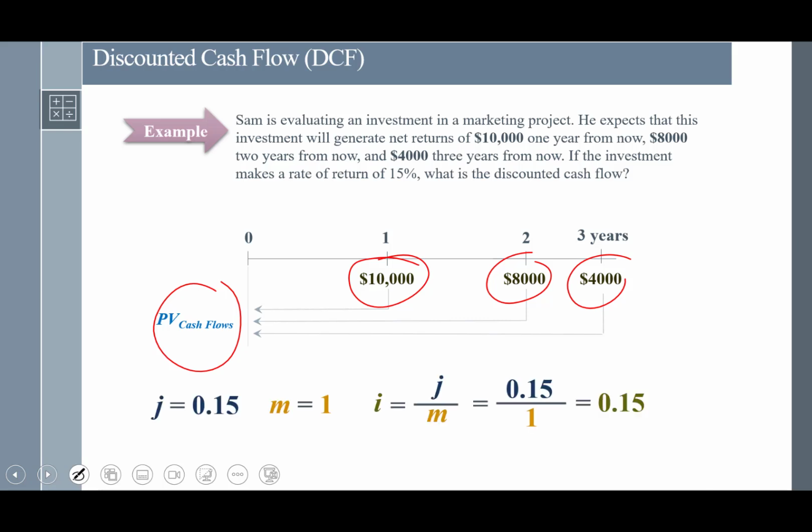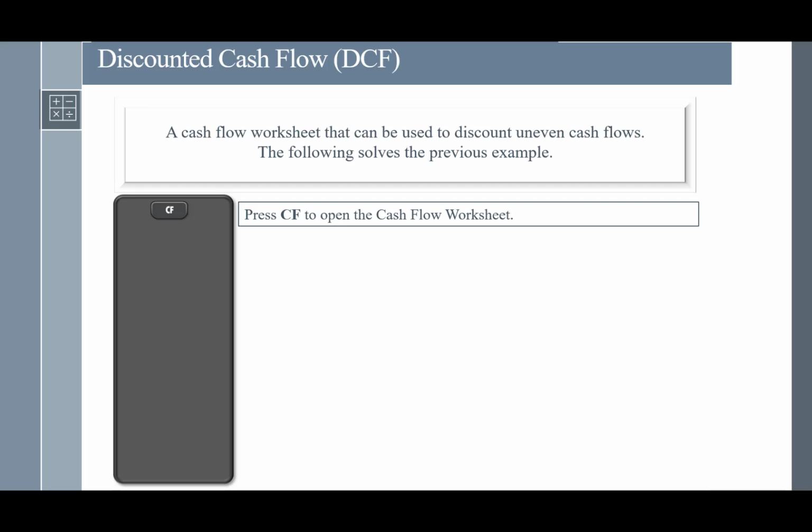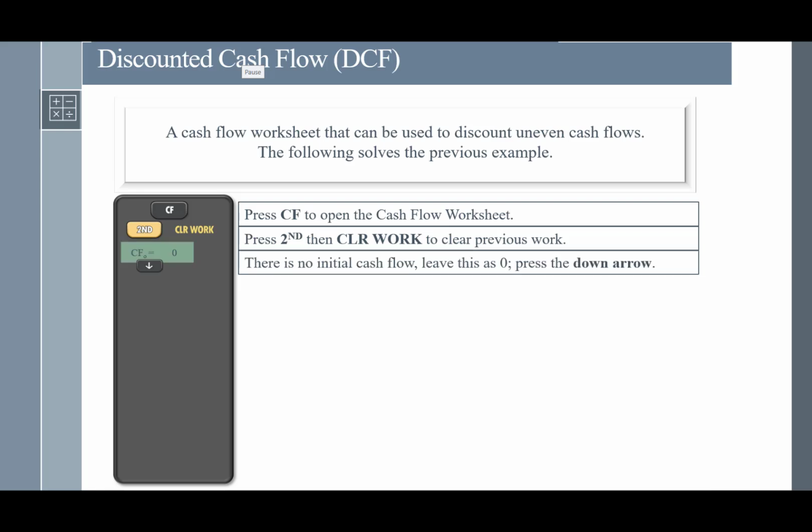Okay, so how are we going to find all of this? Well, we have a discounted cash flow worksheet on the calculator. So how do we access it? We have to press the CF button to open the cash flow worksheet. Of course, we're going to clear the worksheet to make sure there's nothing in the discounted cash flow, and this is very important because let's assume in the previous example you were doing there were 5 inflows. Now in this example there are 3, so you changed the first 3 inflows but you didn't reset the other 2, then you have the wrong answer.